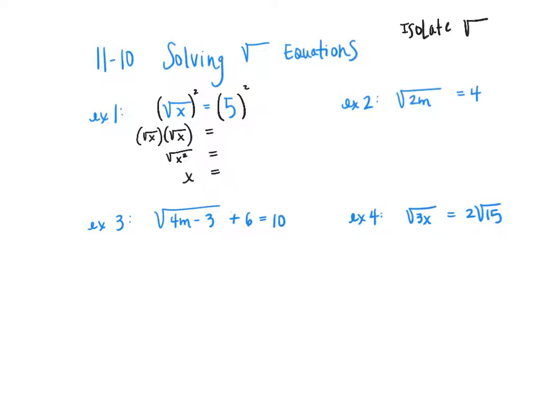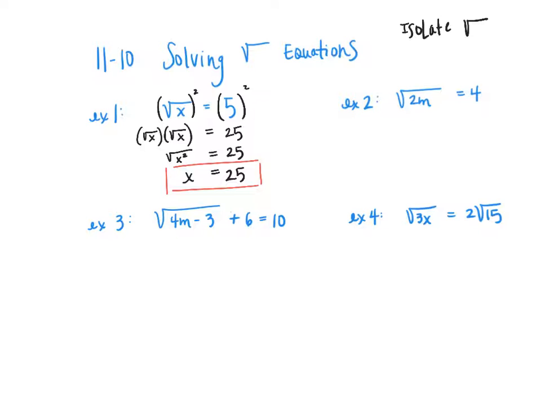So on the left side we have a regular x, and then when we square 5, we're going to get 25. And so that's our answer, x equals 25. And keep in mind you can plug that in to check it.